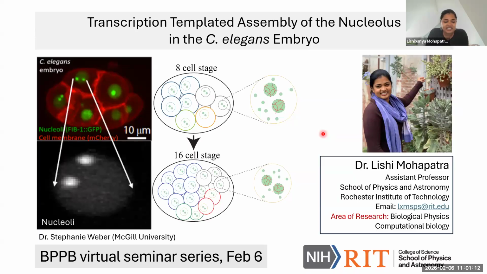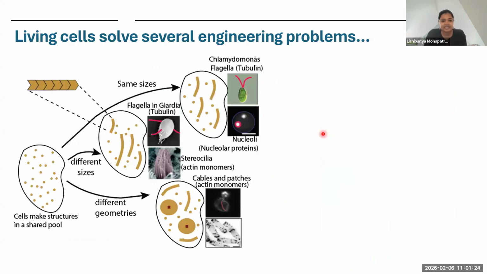My lab is broadly interested in understanding design principles that underlie the assembly of biological structures. We are interested in intracellular structures or even tissue scale structures. Today, of course, I'm going to be focusing on intracellular structures. Now, our cells are able to create a range of structures within them. And in doing so, I'm going to argue that they're solving a variety of engineering problems. I have classified the problem into three different categories here.